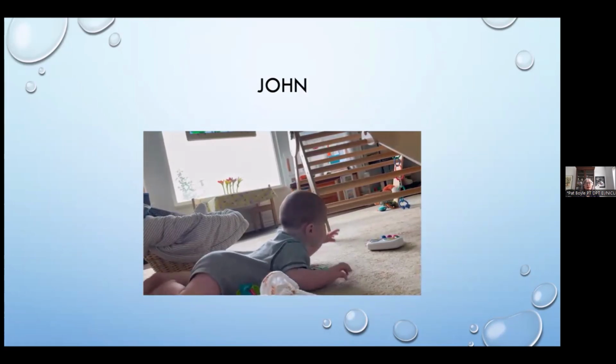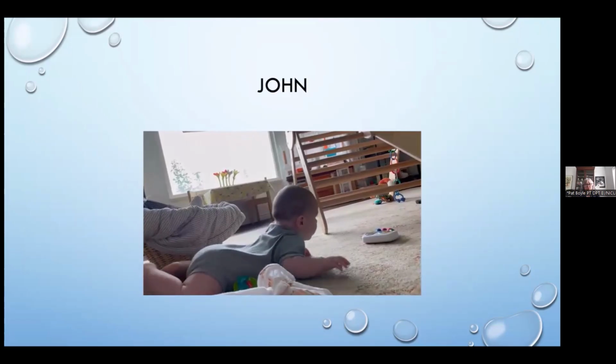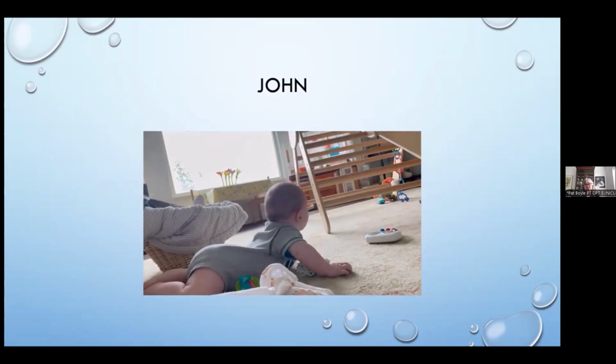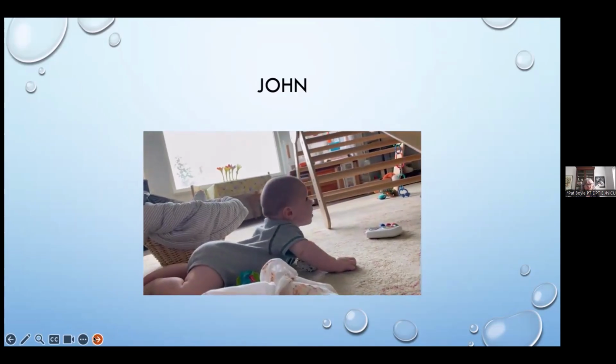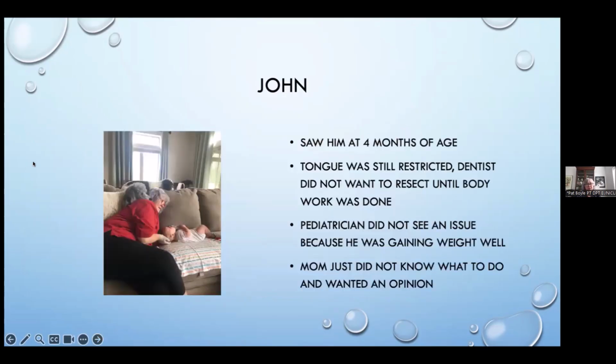He really, really loved his belly because it allowed him to visually pursue his world, because on his back, he was overwhelmed with reflux. But this sort of shows functionally what this very, very normal little boy was doing as a result of his oral restrictions. Oh, mom was just about to say something. So I saw him at the age of 4 months, and I apologize for the picture. My dog was very concerned that he was crying. His tongue was still restricted, and the dentist did not want to resect until body work was done. And the pediatrician, of course, didn't see an issue because he was 16 pounds.